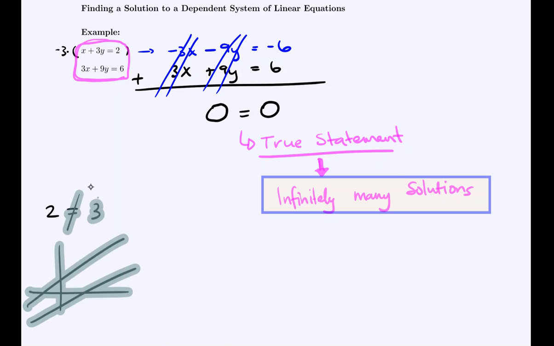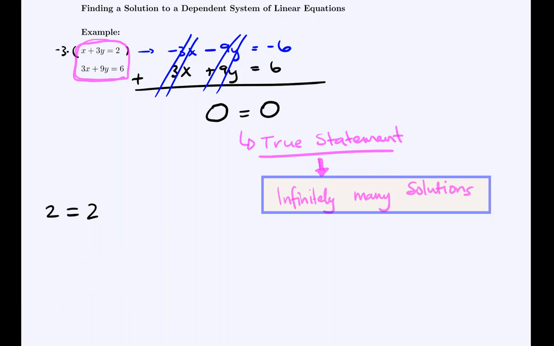But if as you go through your work you get a true statement like maybe 2 equals 2, that means the two lines that you are looking at are actually the same line, and they intersect at all points on the line, so there'd be infinitely many solutions. So you'll go through the same procedure each time, and you'll get 3 cases. You'll get either a single point, or you'll get a false statement, which means no solution, or you'll get a true statement, which means infinitely many solutions.